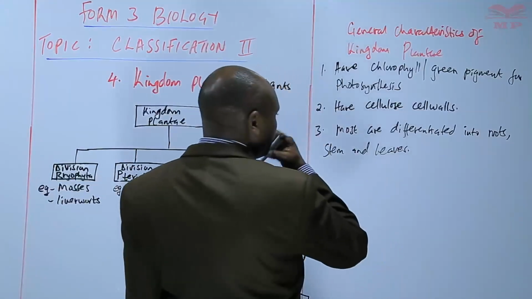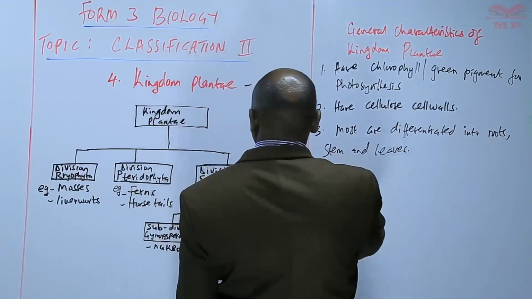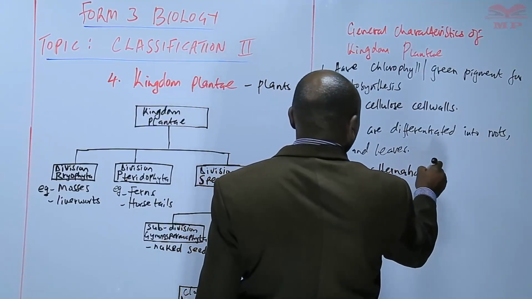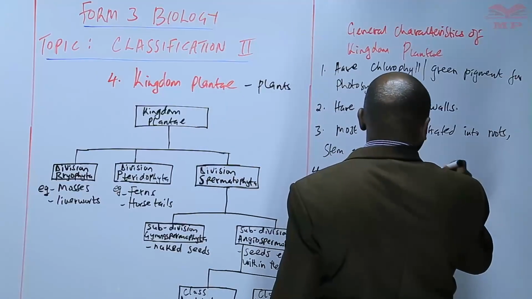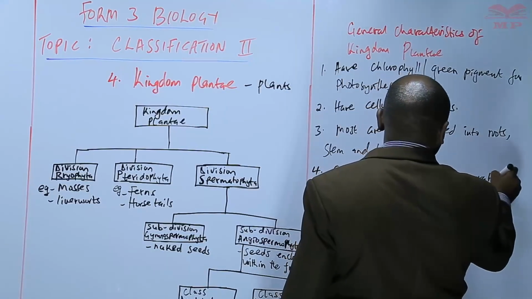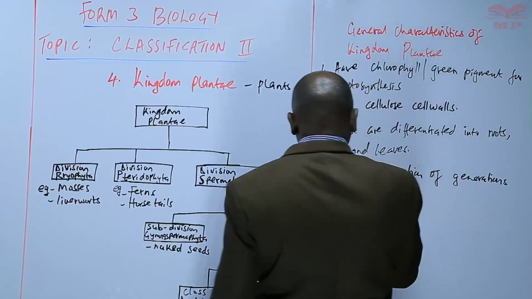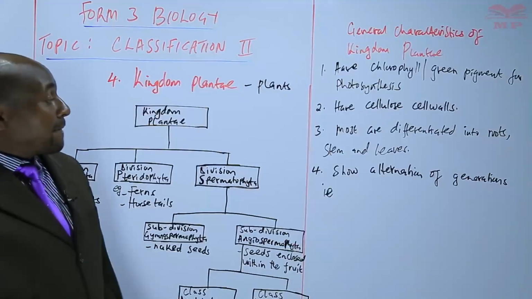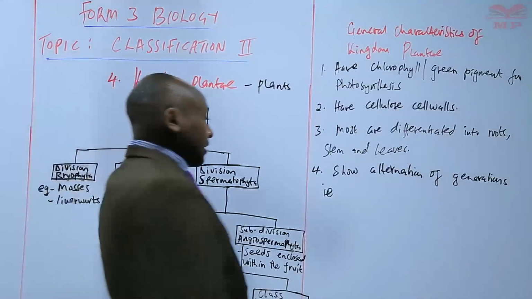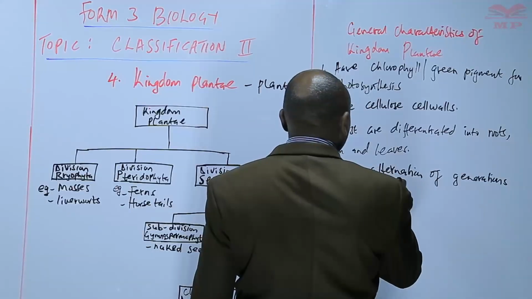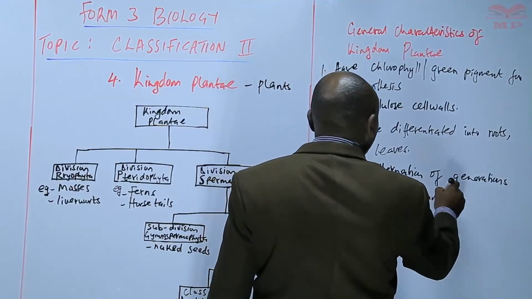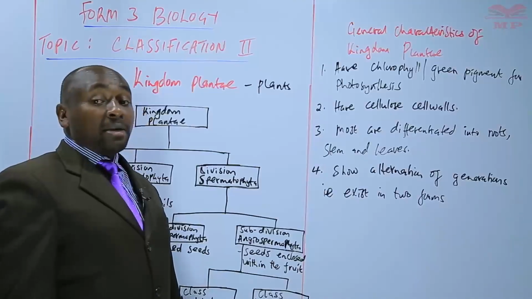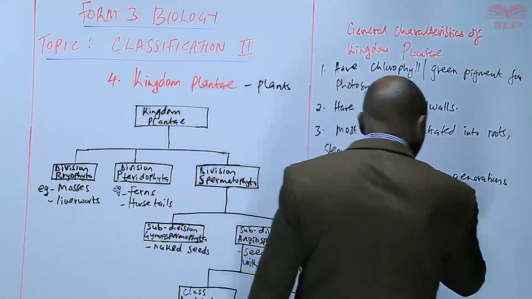And then we also say that the members of the Kingdom Plantae show alternation of generations. To explain that further, showing the alternation of generations is whereby plants exist in two forms. That is, one form bears the gametes and the other form bears the spores.